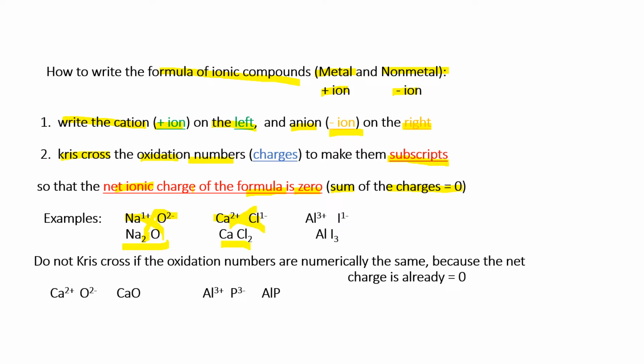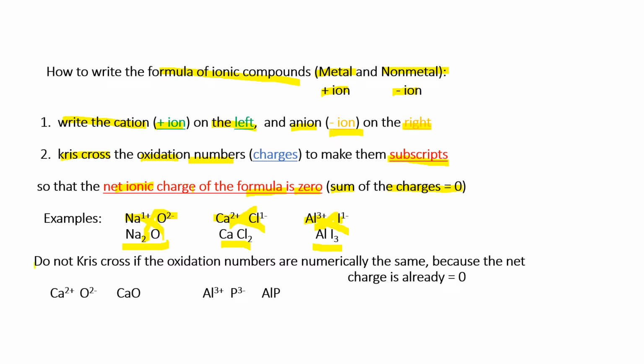Another example is aluminum on the left, 3 positive, and iodide on the right, 1 negative. Doing the crisscross, this 3 becomes the subscript of iodide and 1 becomes the subscript of aluminum. So the formula is AlI3.